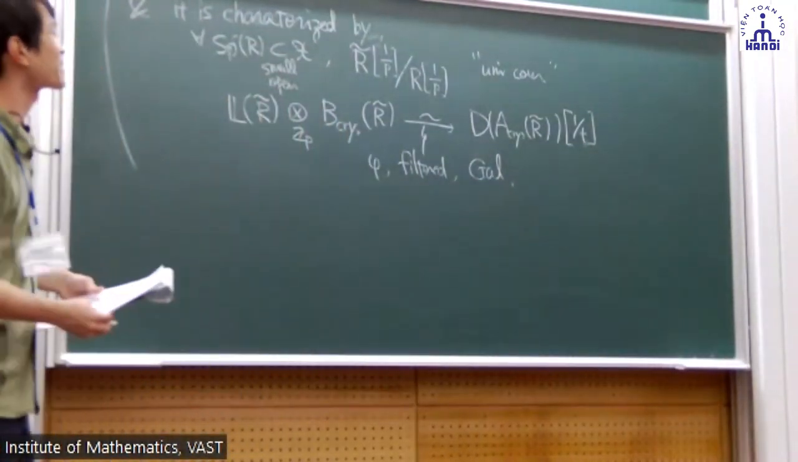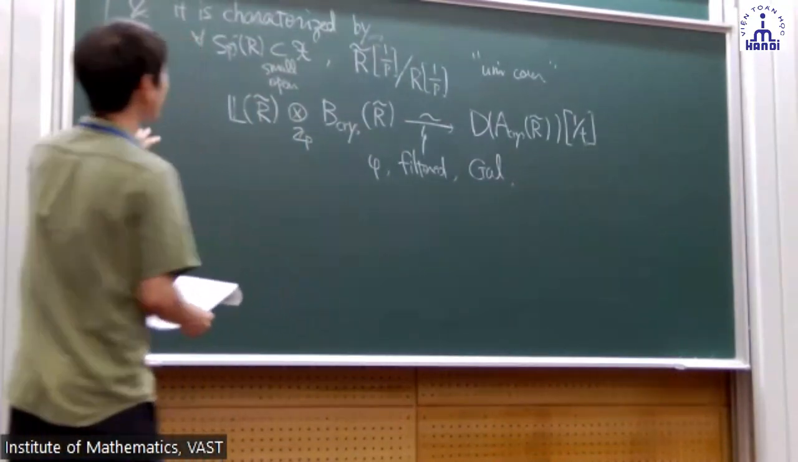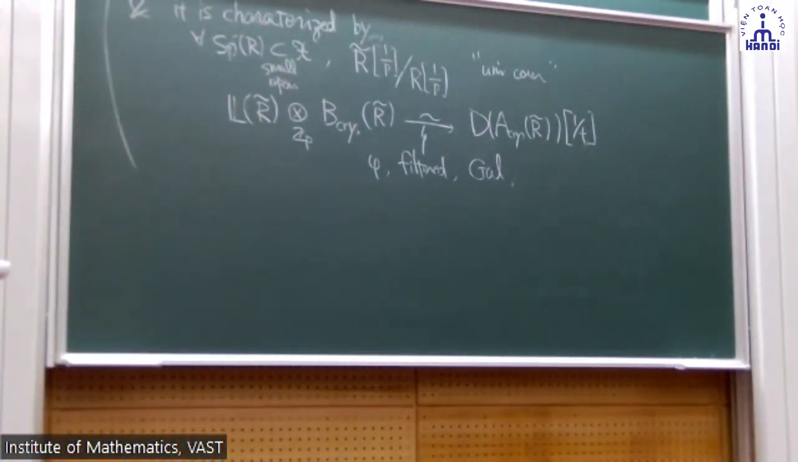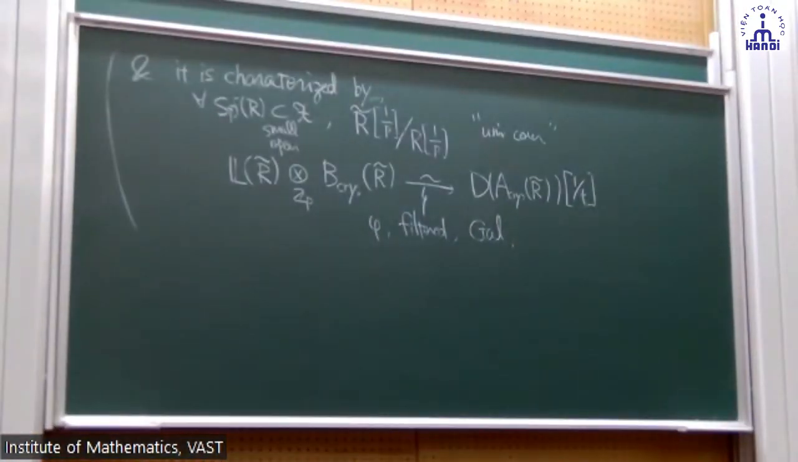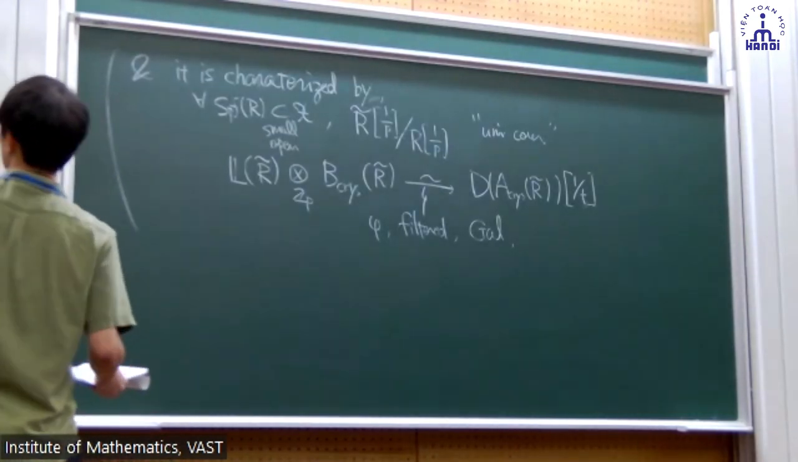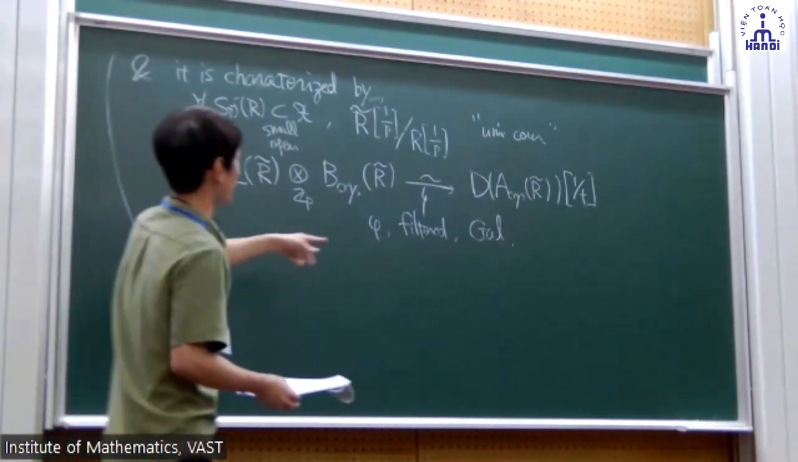Yeah, the definition: crystalline is the existence of such D. So my definition, at least in this talk, maybe there are several different definitions, but in this talk, I define L to be crystalline if there exists a filtered isocrystal satisfying this.